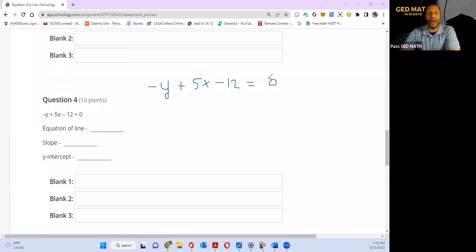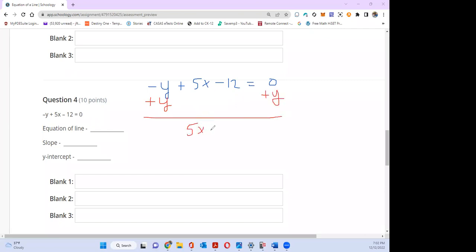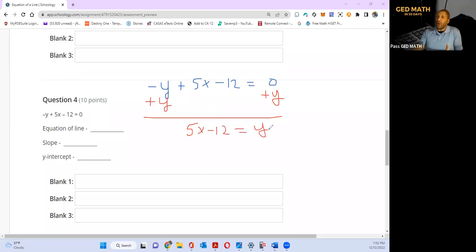Okay, I need to get the y by itself. Oh, the y is not by itself. So there are 2 things I can do. Watch this. This other side is 0. So instead of moving the 5x, instead of moving the -12, I can add y to both sides. Now I have 5x minus 12 equal y.